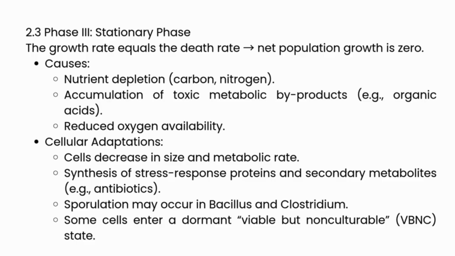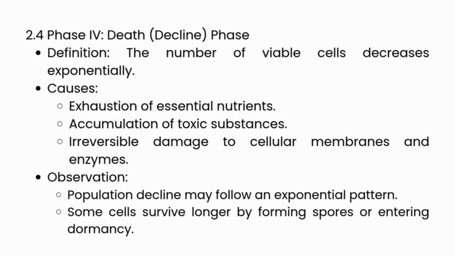Phase 3. Stationary phase. The growth rate equals the death rate. Net population growth is 0. Causes: nutrient depletion, carbon, nitrogen. Accumulation of toxic metabolic byproducts, for example, organic acids. Reduced oxygen availability. Cellular adaptations: cells decrease in size and metabolic rate. Synthesis of stress response proteins and secondary metabolites, for example, antibiotics. Sporulation may occur in Bacillus and Clostridium. Some cells enter a dormant viable but non-culturable, VBNC, state.